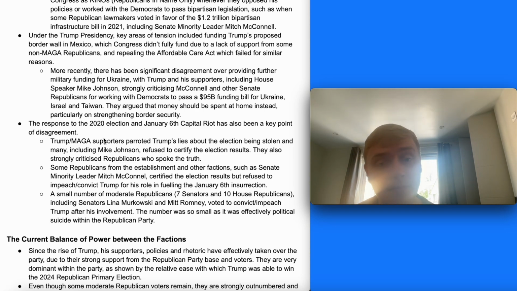So even though this has now been passed, it was strongly opposed by Trump and his supporters, and it was originally opposed by Speaker Mike Johnson, though, sorry, I wrote these notes a month or two ago. Mike Johnson eventually came around and voted for the bill.